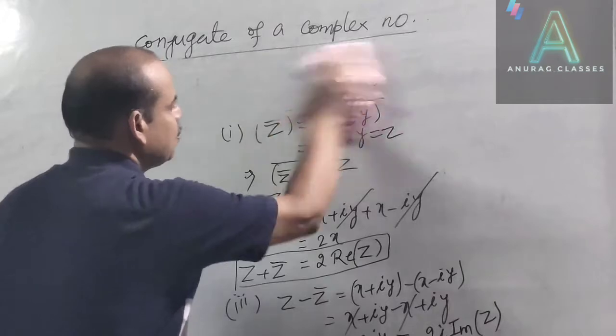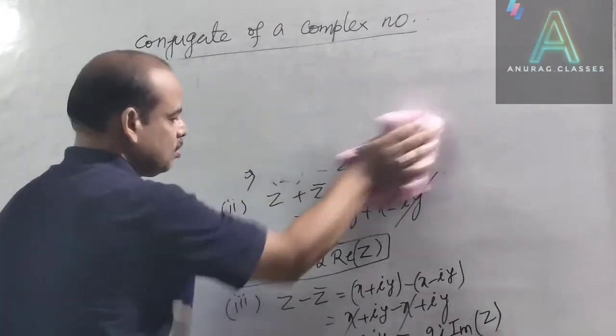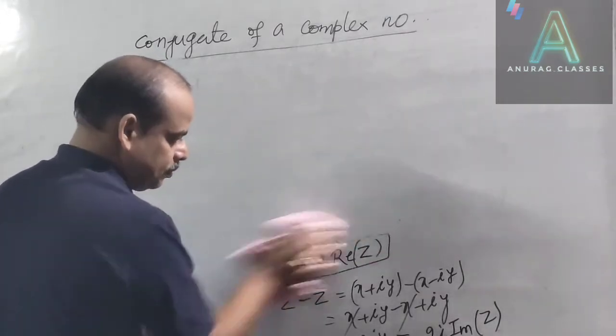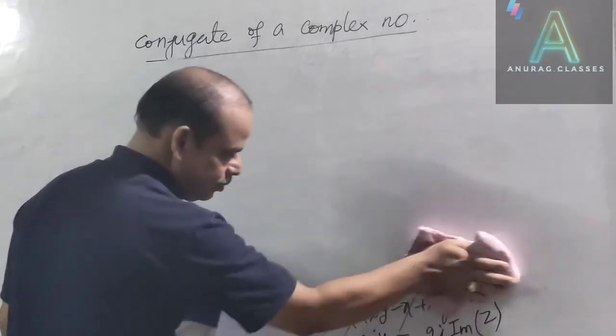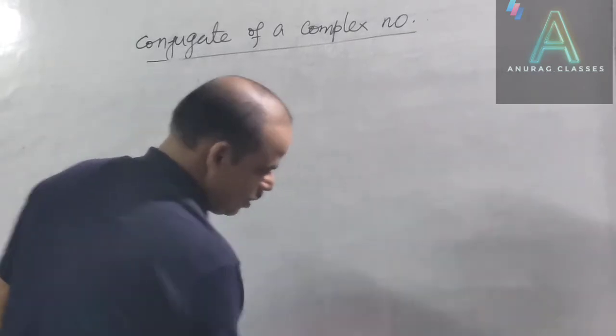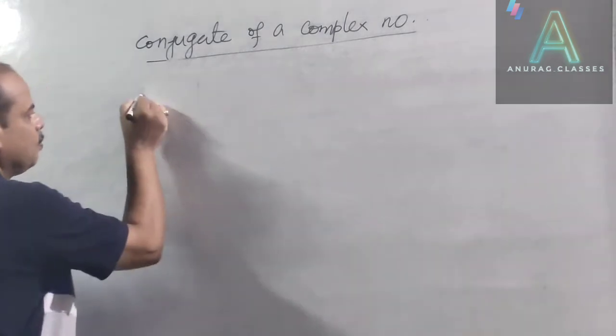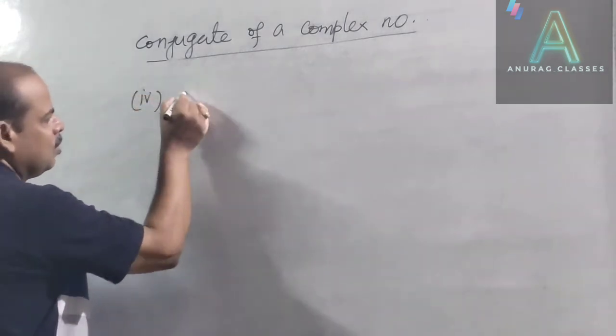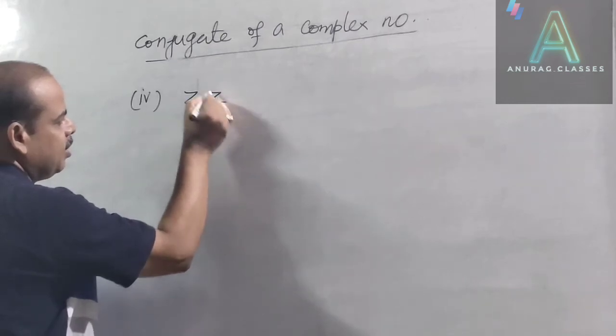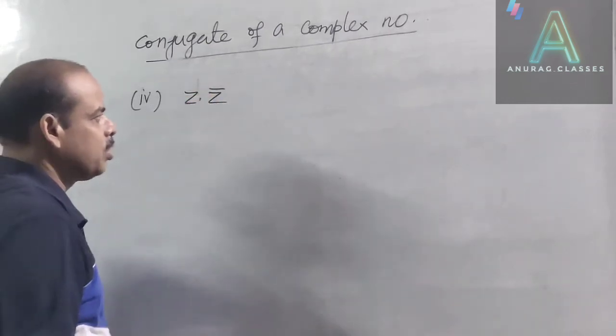Let us move to some other properties. I think you have noted down all. Property number 4. What is the value of z into z conjugate?